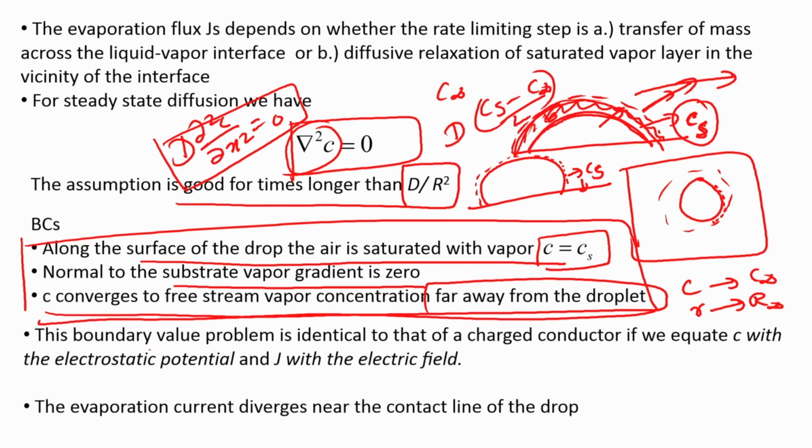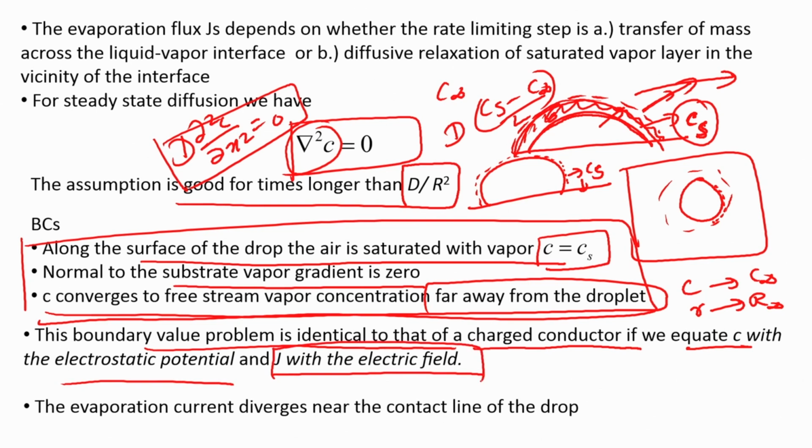Now, this boundary value problem, Deegan found that this is identical to a charged conductor if we equate C with the electrostatic potential and J, which is the evaporation flux, with the electric field. That is how Deegan solved this particular problem. He identified an equivalence: it is like a charged conductor, where C is like the electrostatic potential and J is like the electric field.